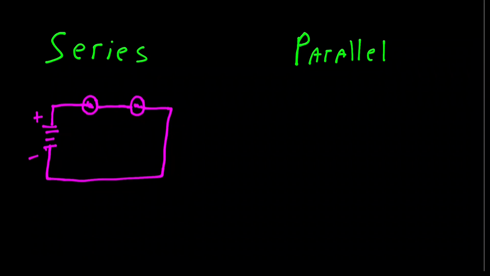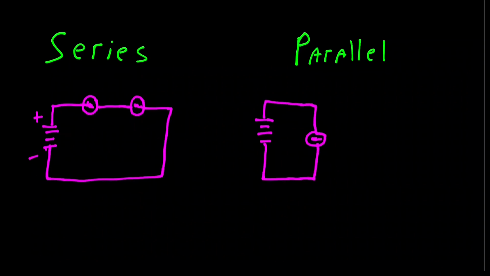A parallel circuit is a little bit different. We draw our battery again and make another circuit. And this time we put the light bulb here and connect it up to the battery this way. This is a single component.